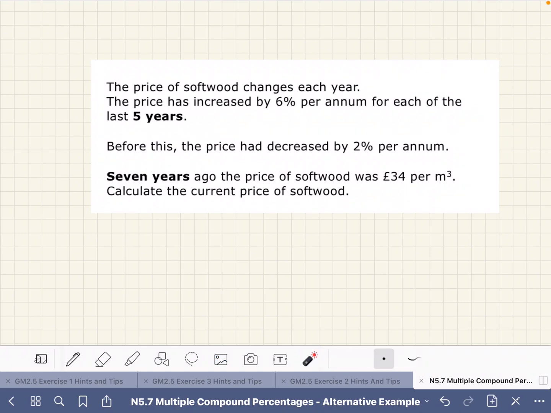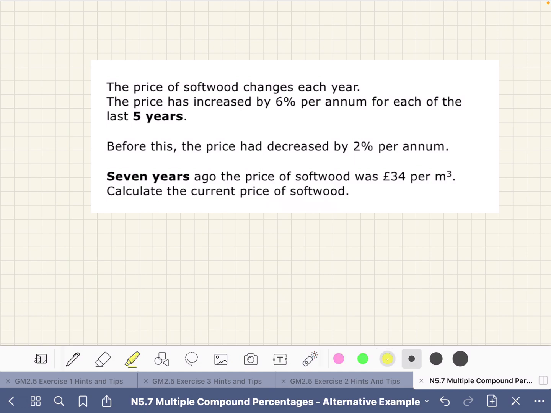Okay, so in this question we have the price of softwood changes each year. The price has increased by 6% per annum for each of the last 5 years. Before this, the price had decreased by 2% per annum. 7 years ago, the price of softwood was £34 per metre cubed. Calculate the current price of the softwood.